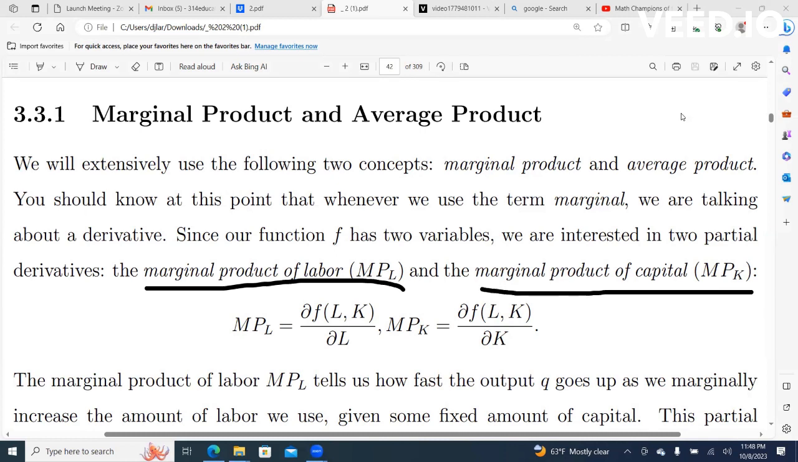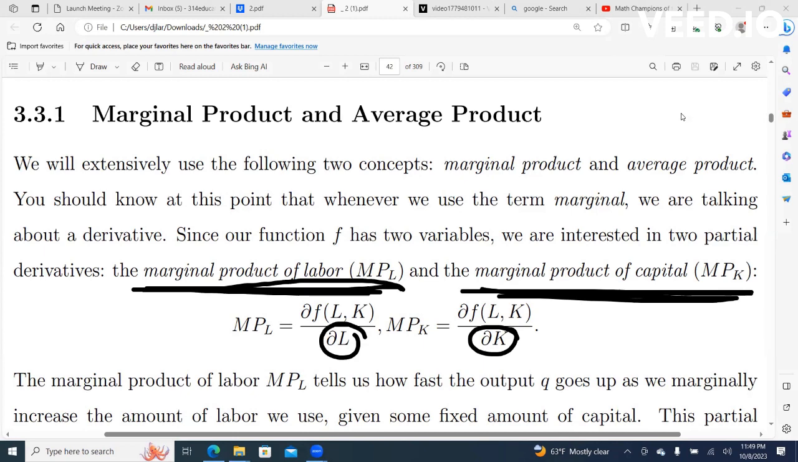We take the derivative of the production function with respect to L. It's the marginal product of labor. We take the partial derivative of our production function with respect to K. It is the marginal product of capital.